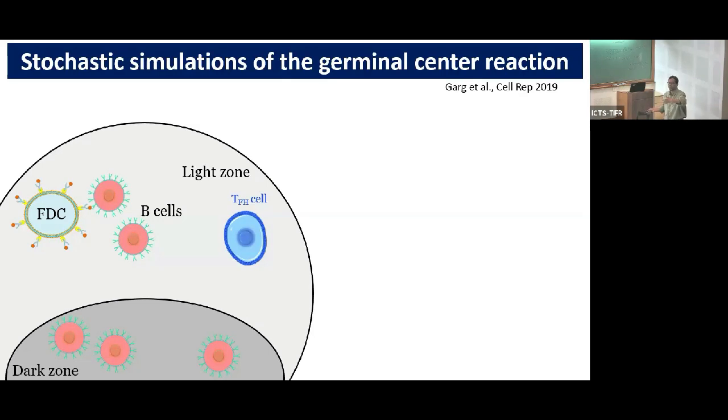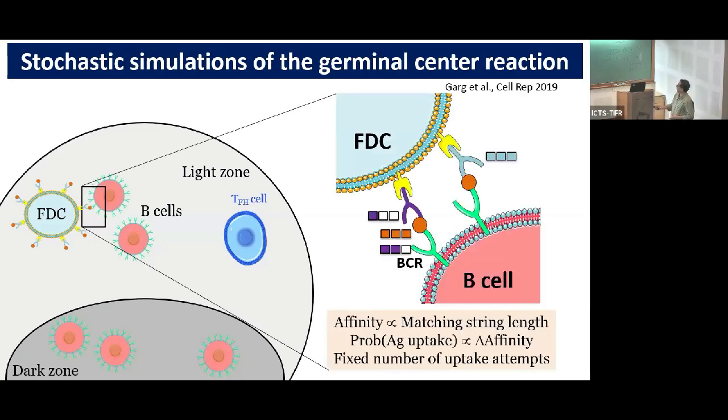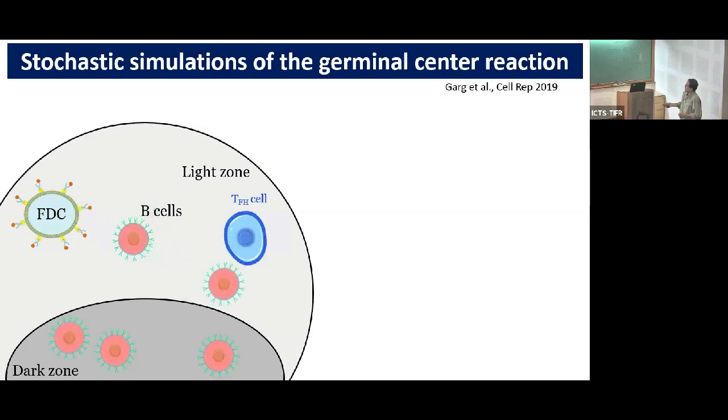Each B cell gets a certain number of chances to pick the antigen from this antibody complex. And when it does, it gets a survival signal. In this particular case, because it's all affinity driven, we had a formalism for deciding what the probability was of this B cell successfully pulling out this antigen from this presenting antibody. And we said that that was basically proportional to the affinity difference between this B cell receptor and the presenting antibody for the antigen. And then you had this B cell now coming for T follicular helper cell help.